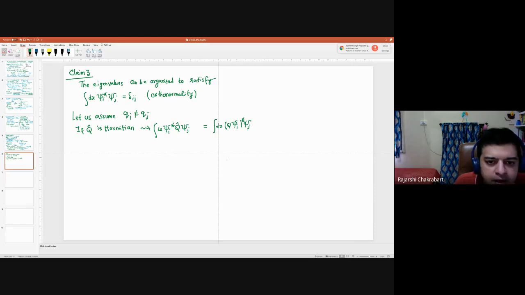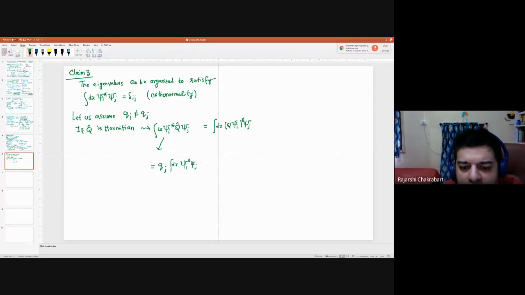Now, if I expand the left hand side, what am I going to get? This is nothing but Qj times the integral of dx psi i star psi j. But remember, I cannot put this equal to 0. Why? Because I'm going to prove that it is equal to 0 if i is not equal to j. You know the integral of psi i star psi j when i is not equal to j is 0, but you don't know it yet because you're going to prove that.